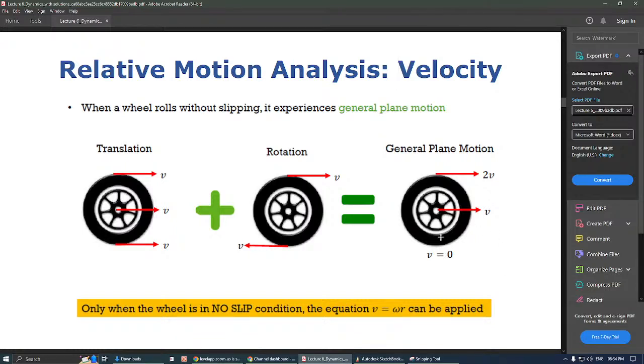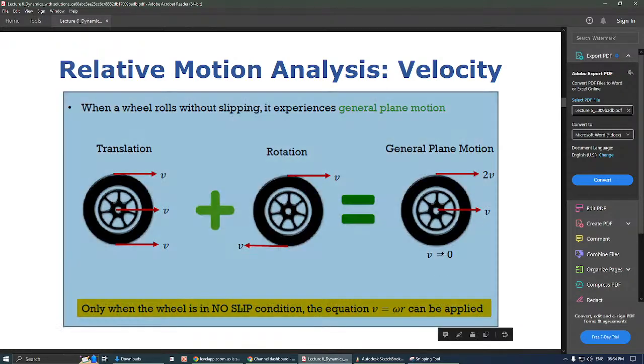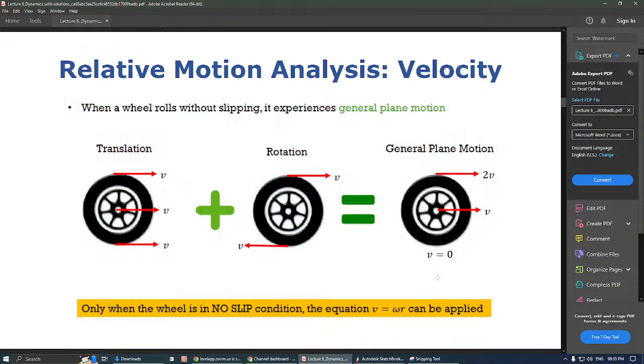If it is not pure rolling, there will be some slip happening at the contact point. If the slip is happening, then velocity v will not be 0. Let's see the next one.